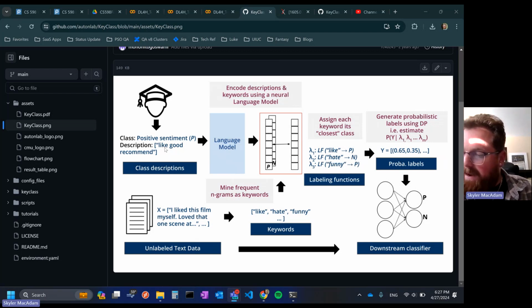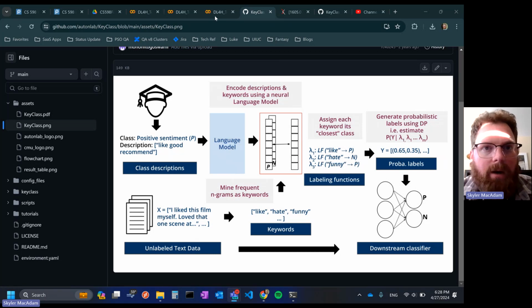Next, KeyClass identifies all the keywords in the data set and encodes them. It then assigns a keyword to the closest class it belongs to. Next, KeyClass creates the labeling function vote matrix and generates probabilistic labels for all of the training documents. KeyClass then trains downstream classifiers with rich text feature representations produced by the neural language model. And then KeyClass self-trains the downstream model using the entire encoded data set. The most common predictions are the ones used to refine the model.